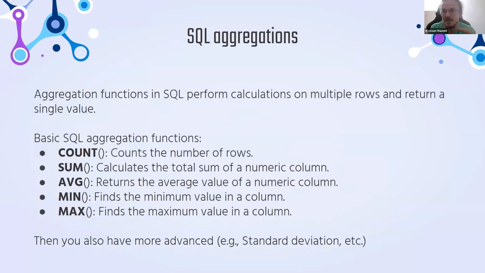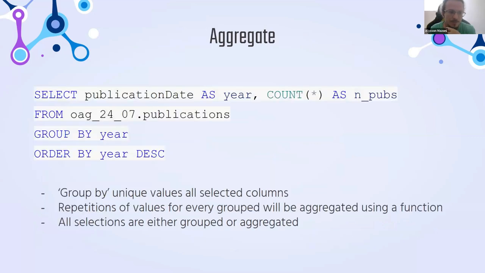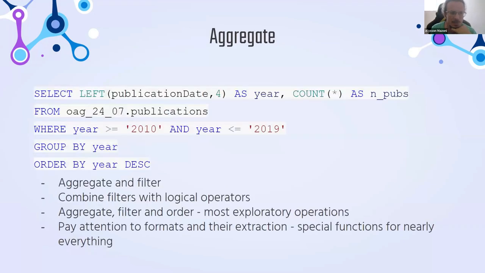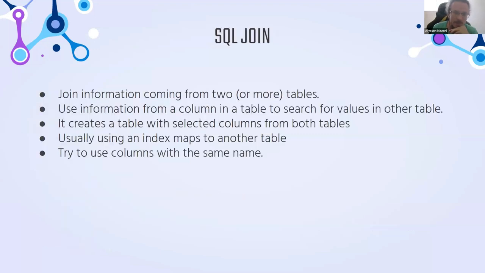I can group them, and then what I do not group, I aggregate, applying aggregating functions that take several rows and produce a single value. I can order the results to see them, and this is the first level of basic queries that you use a lot in the exploratory stage. Everything can be combined with logical and arithmetical operations. I can apply filtering together with grouping and ordering.